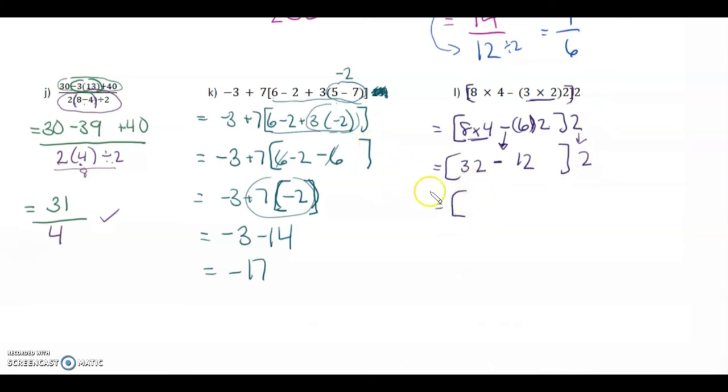Now, what's 32 minus 12? We get 20. And since this 2 is touching the bracket, even though it's a little bit backwards, because usually we see it with the bracket on the right, that's okay. The bracket can be on the left. 20 times 2 is 40.